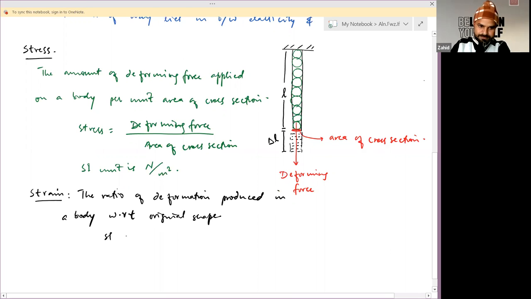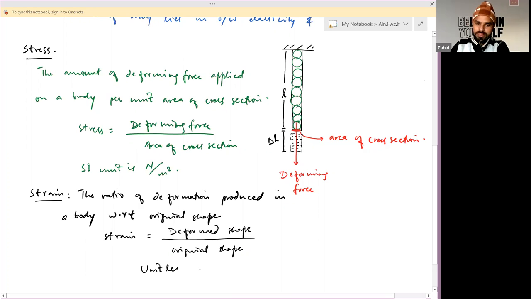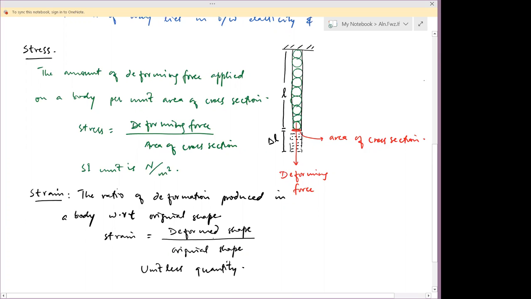So strain equals deformed shape divided by original shape. As the units of deformed shape and original shape will be the same, both units will get cancelled out. So you'll get strain to be a unitless quantity. Is it clear? Yes, sir. Okay, just write it down.